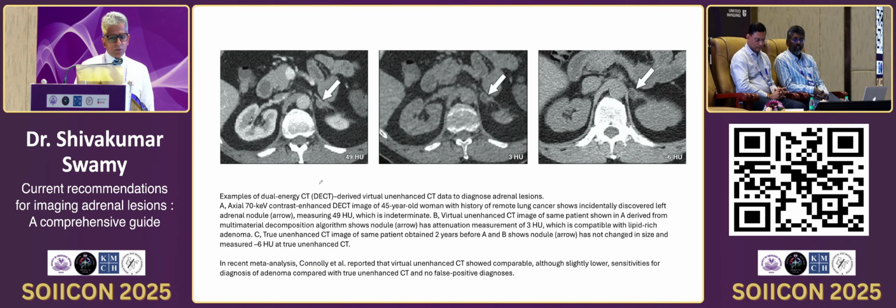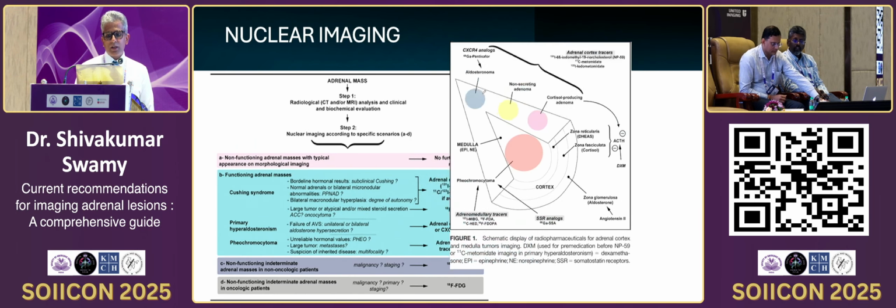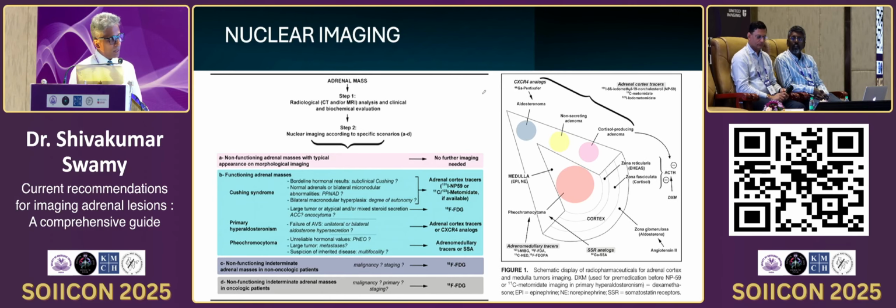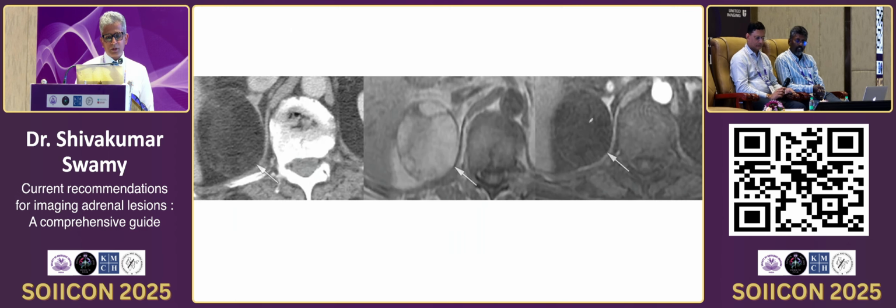Of course, there is dual energy CT which is very promising, where you can clearly assess, even on the contrast CT, whether the microscopic fat is there or not. Nuclear medicine is coming in a big way, depending on what hormones they are secreting. Different tracers are available, but most commonly what we are using is the gallium DOTATATE scan, because most of the pheochromocytomas and other tumors.